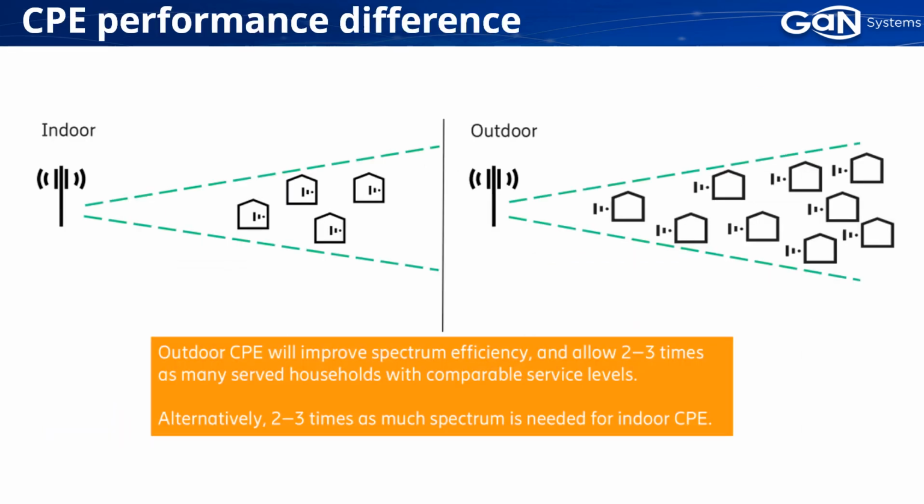So as I mentioned, the challenge is really where to place that customer premise equipment called CPE. When placed outdoors, the mobile operators can serve 2 to 3 times as many households as they could if the unit was inside, where you can see they have requirements of 2 to 3 times as much spectrum needed if the unit is indoors.